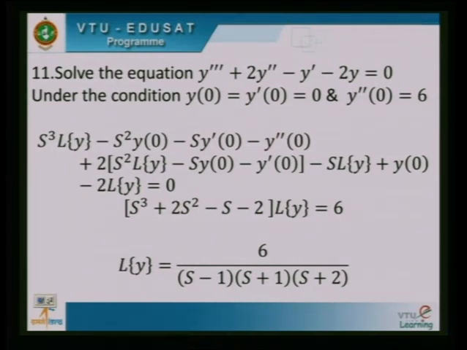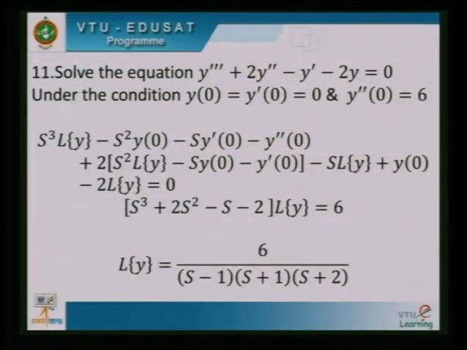Next, solve the equation y triple dash plus 2 y double dash minus y dash minus 2 y is equal to 0, under the condition y of 0 is equal to y dash of 0 equal to 0 and y double dash of 0 is equal to 6. First, the given problem can be written as L of y triple dash plus 2 into L of y double dash minus L of y dash minus 2 into L of y equal to 0.